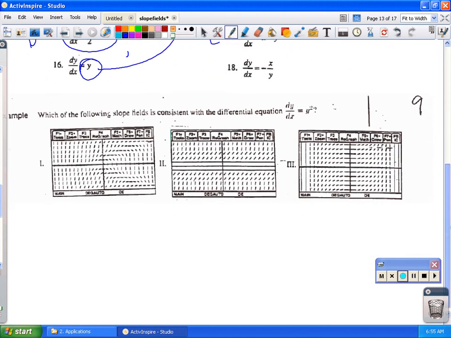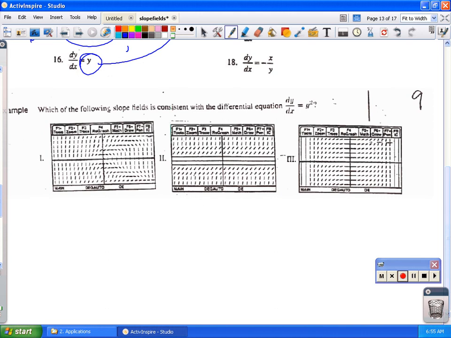Okay, now I know there's some other problems perhaps in your packet, but I want you to go on to this next problem. Another thing that they can ask you with slope fields is a multiple choice question, and I'm going to teach you some strategies to help you eliminate choices. And then we'll be done with this packet. You're going to finish the rest of it and come in and ask me any questions that you have.